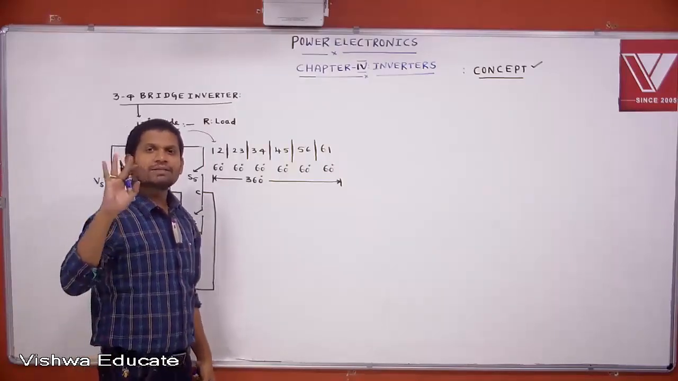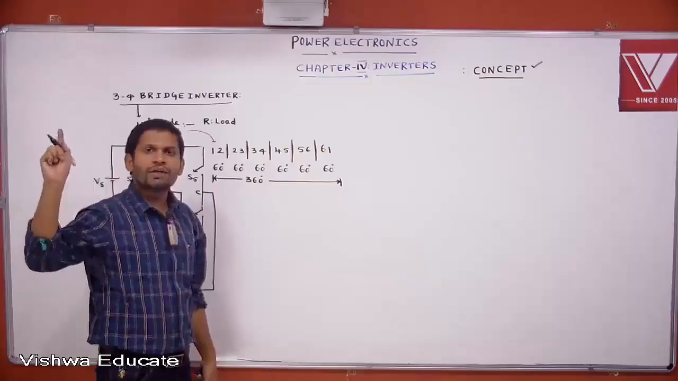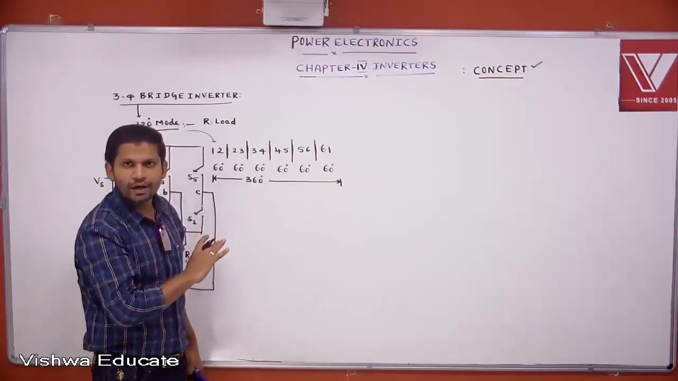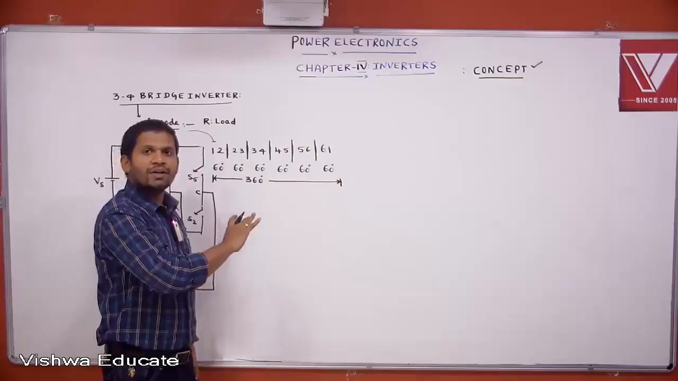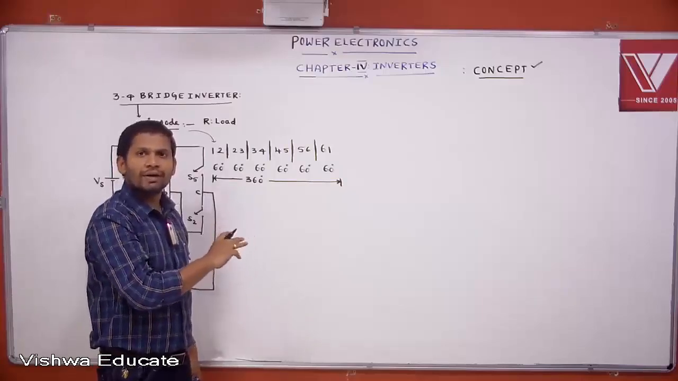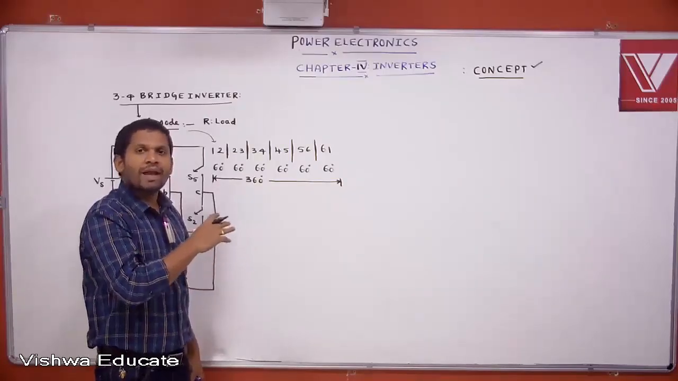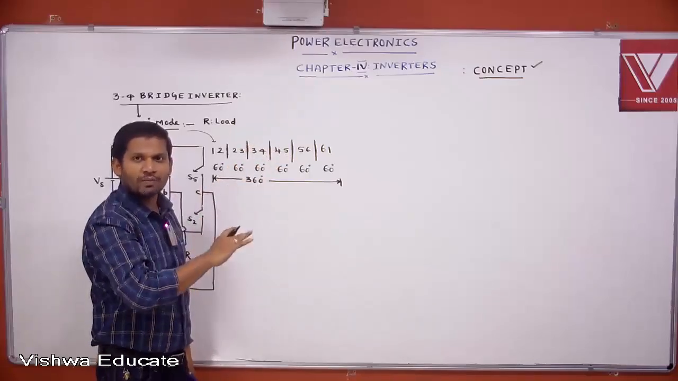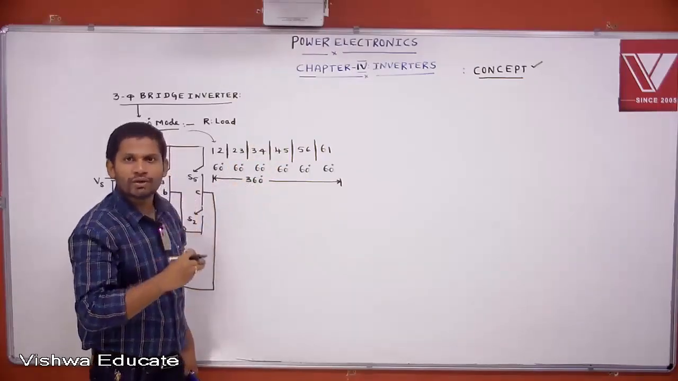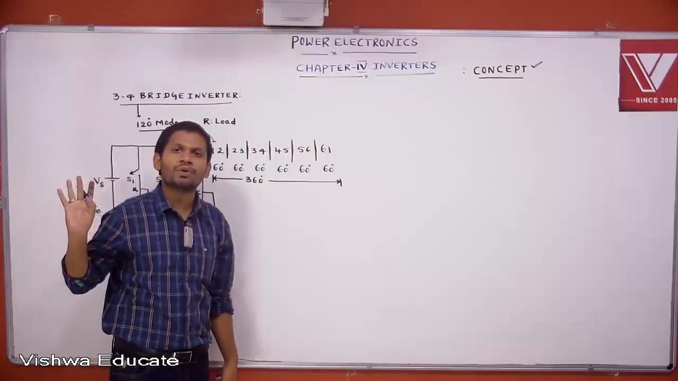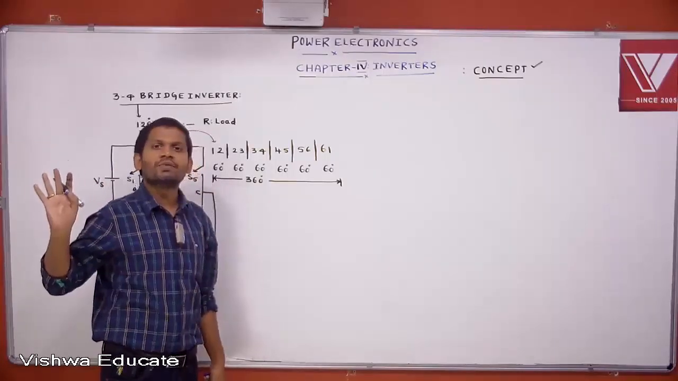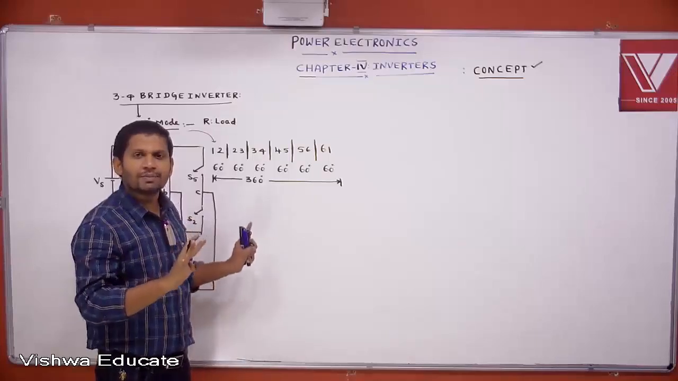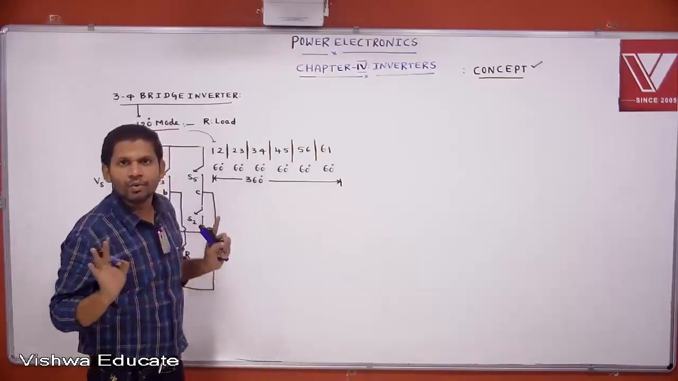Whatever analysis I did in the case of 180-degree mode of operation, the same analysis we want to do here. That means if the different devices are conducting, we want to calculate the phase and line voltages. By calculating phase and line voltages, we can draw the waveforms. After drawing the waveforms, from them we can list out some points. Those points are important from a competitive exam point of view. Then after drawing the waveforms, we can do the analysis. This concept I want to discuss in 120-degree mode of operation.